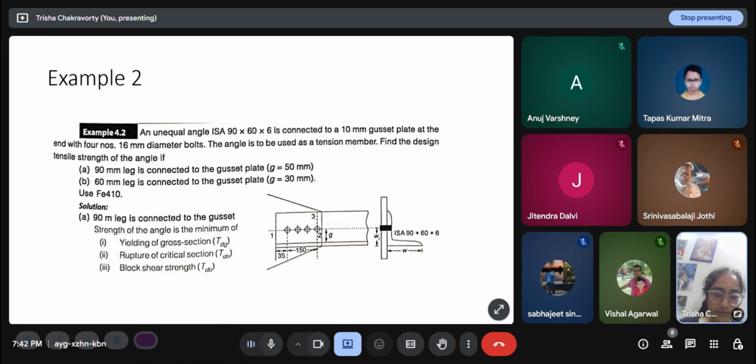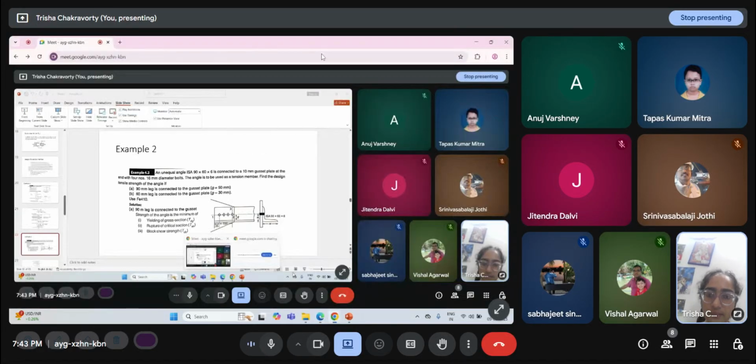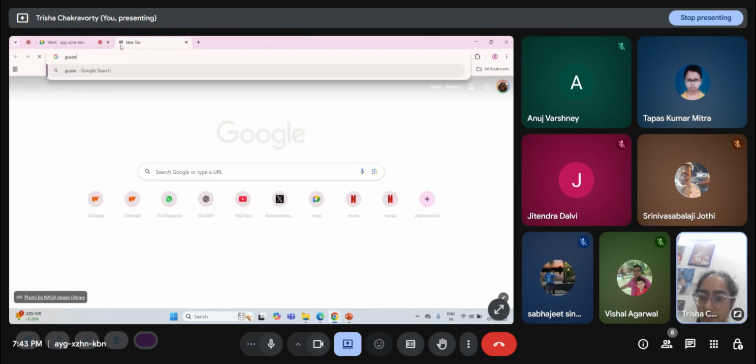If it is an unequal leg angle like this one, one leg is 90 and one leg is 60. So the strength of the tension member will differ depending on which leg I connect to the gusset plate. And this is the gusset plate. What the gusset plate does, I'll show a picture because it will be easier to visualize.